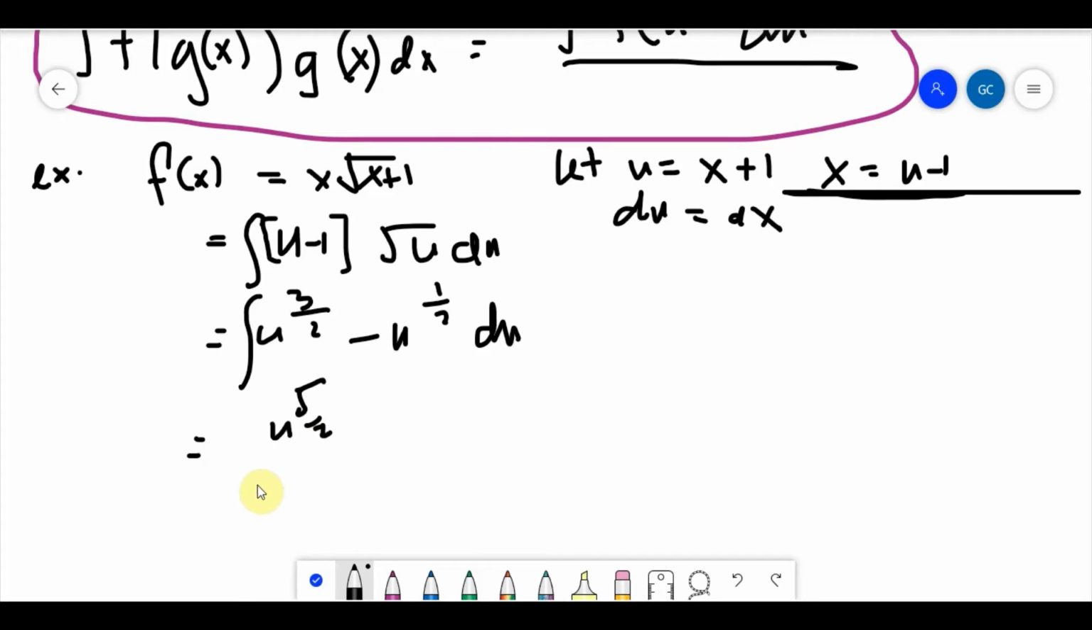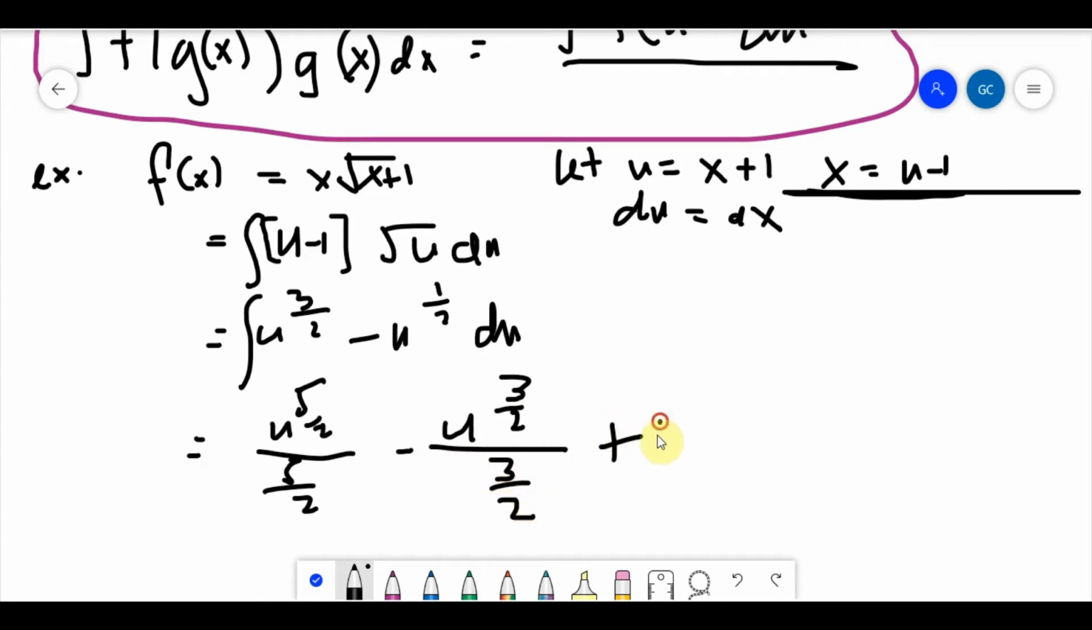u raised to 5 over 2 over, yes, 5 over 2, you guessed it right, minus, what do we have here? Our common denominator would be 2. What could be our numerator since we added 2? So that is u to the 3/2 over 3/2 plus some constant c.